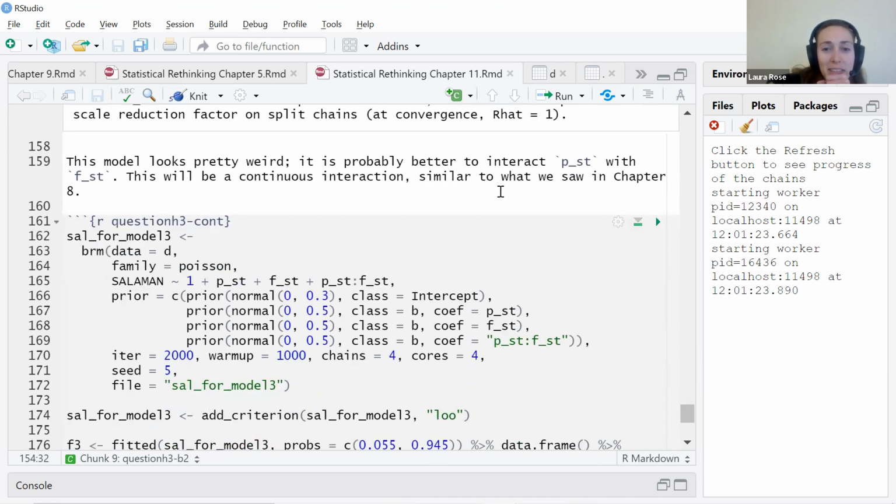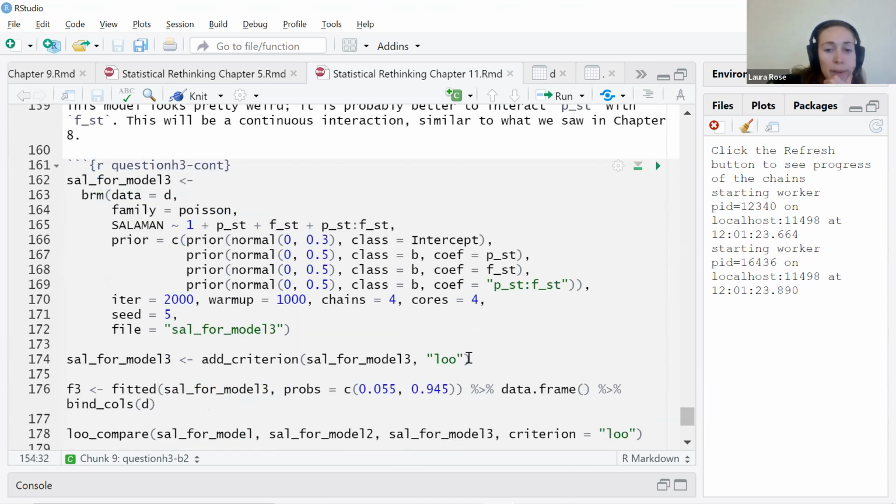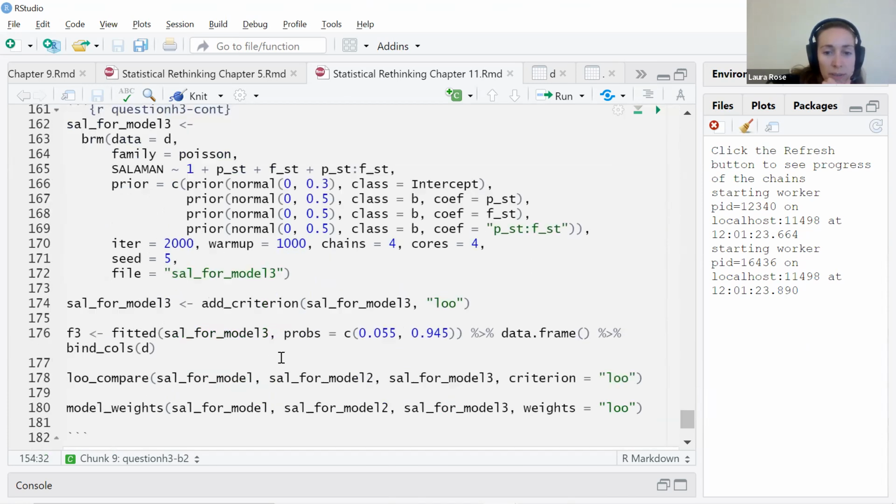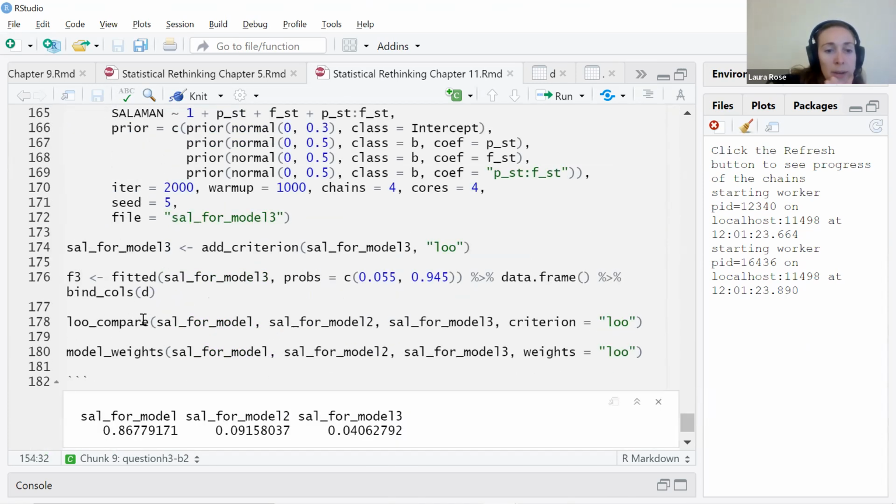So I'm going to do a continuous interaction term. Going back to chapter 8, looking at the syntax for this, what I'm doing here is adding the interaction. You can just use those same weakly informative priors. Potentially could do something better, but did not. And then I added the leave one out criterion.